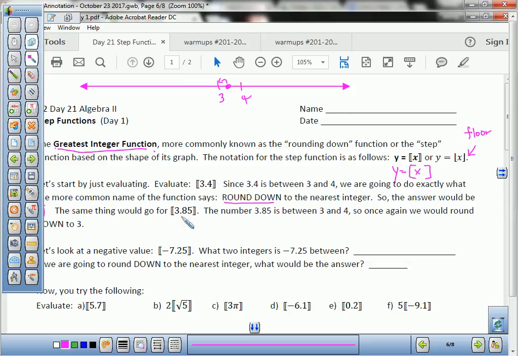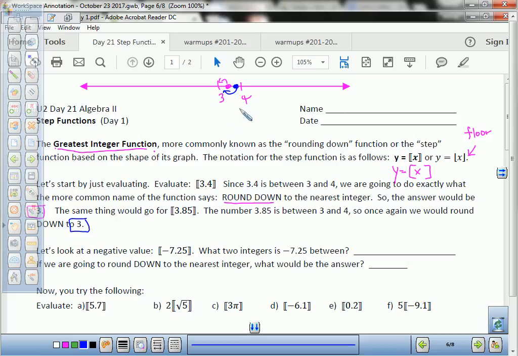Now, the same thing would happen to 3.85. My brain does not want to do this. It wants to round 3.85 up, because 5 or greater, we always round up. But this is a rounding down function. So even though 3.85 lives much closer to 4, we're going to round it down to 3.